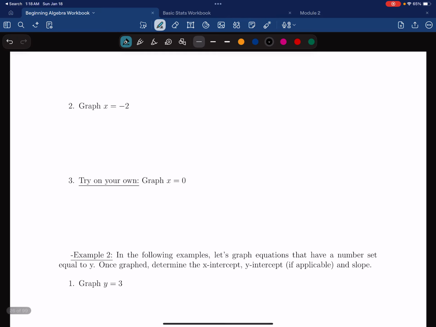So looking at example number 2, using that same logic, let's start right away by drawing out the x and y axes. So we have the x-axis and the y-axis. This one is x equals -2. So that means we're going to go to -2, and here is going to be our vertical line at x equals -2.